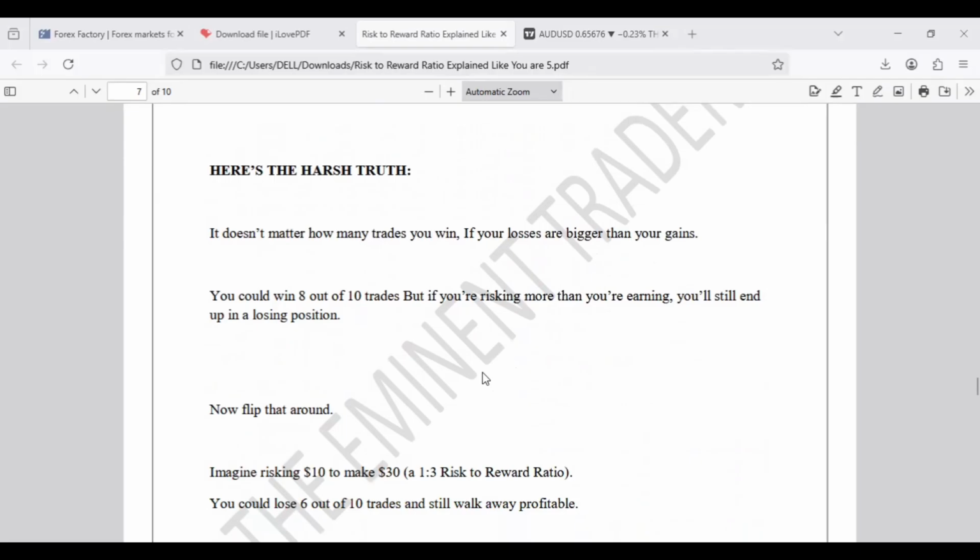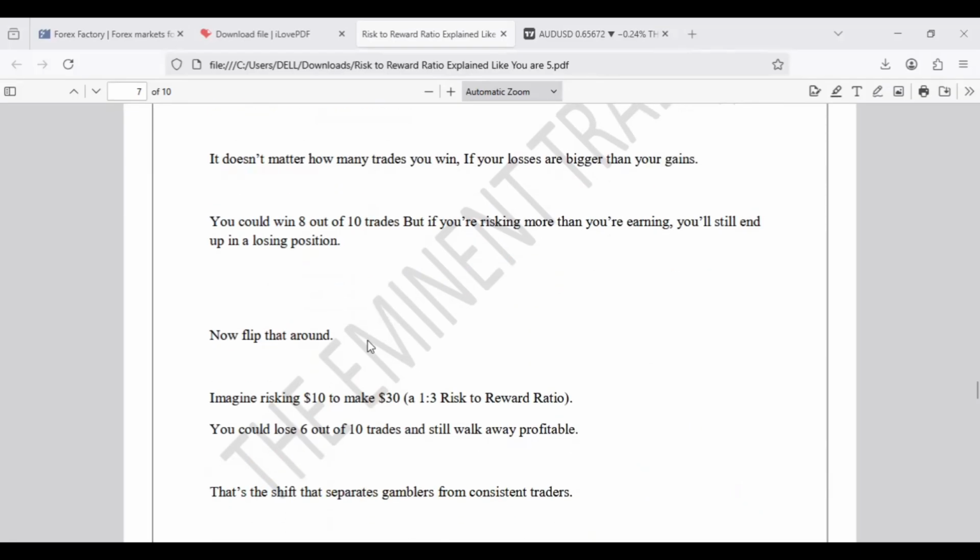So here's the harsh truth. It doesn't matter how many trades you win. If your losses are bigger than your gain, it doesn't matter. Because you could win 8 out of 10 trades, but if you are risking more than you are earning, you will still end up on a losing position. Do you understand? So let's flip that around.